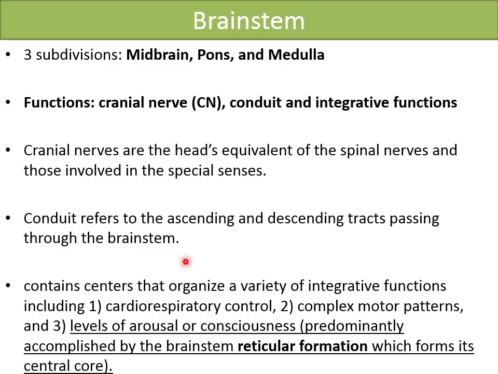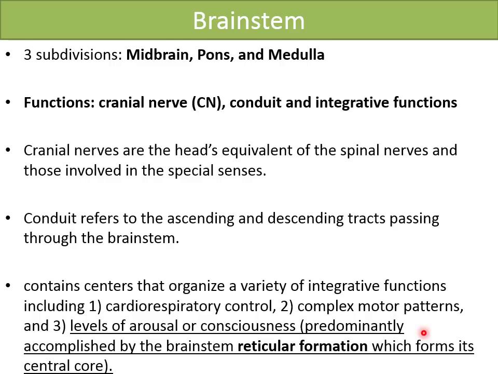As a conduit, it refers to the ascending and descending tracts: the corticospinal tract, the spinothalamic tract, and the medial lemniscus. But it also contains some very important integrative functions, those involved in cardiorespiratory control, some complex motor patterns, and, very importantly, levels of arousal and consciousness, control of sleep and wakefulness.